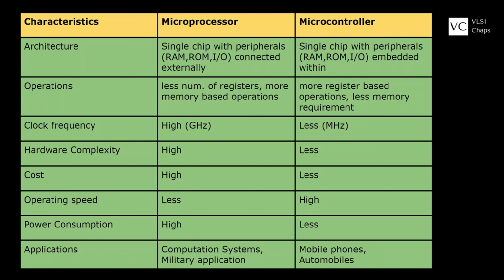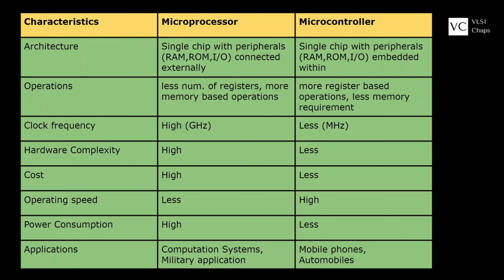If we talk about the clock frequency, because a microprocessor is supposed to execute multiple instructions simultaneously, it will require a clock frequency in the range of gigahertz. While in the case of the microcontroller, it will require less clock frequency because it is doing one specific job and it's not that complex. So it will be in terms of megahertz.